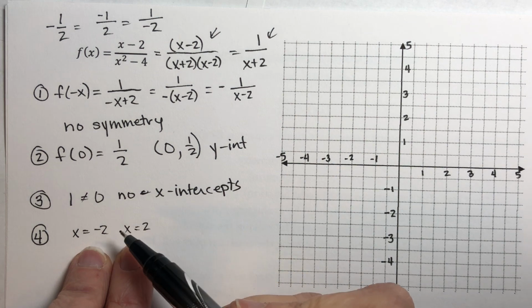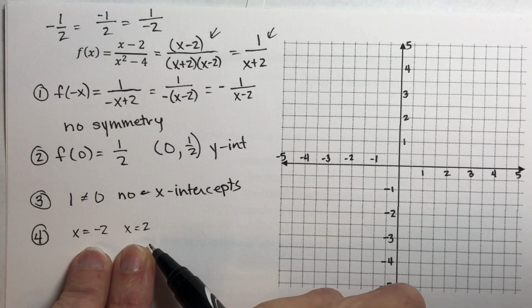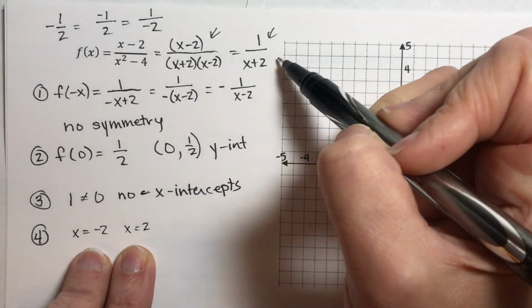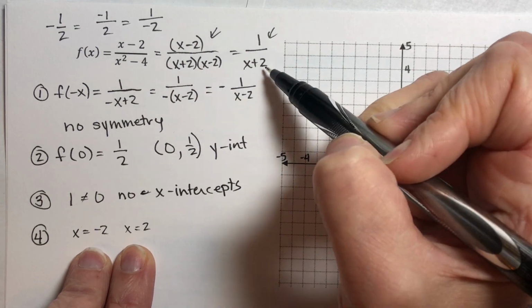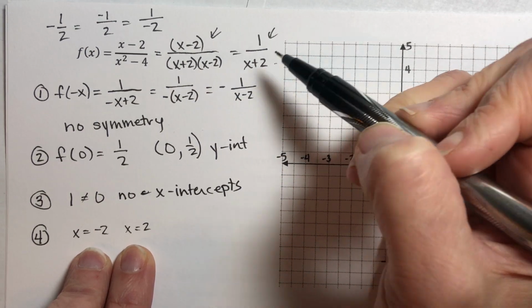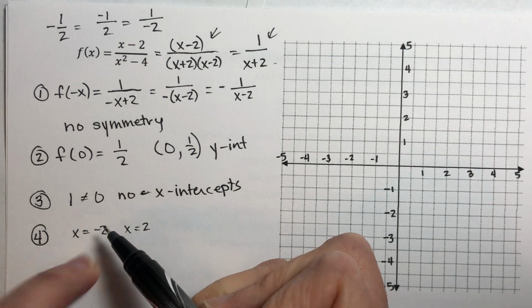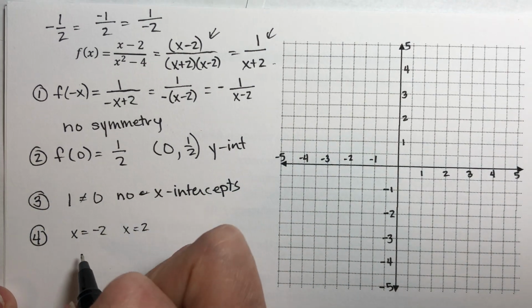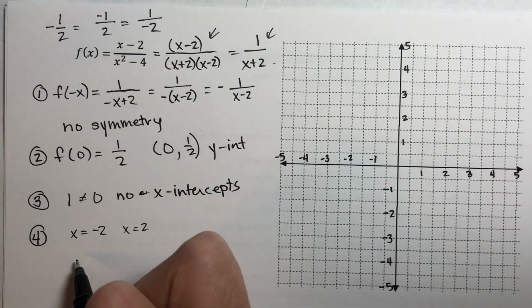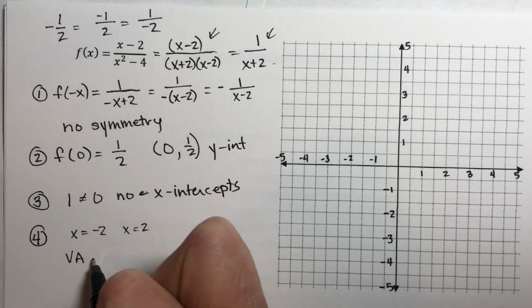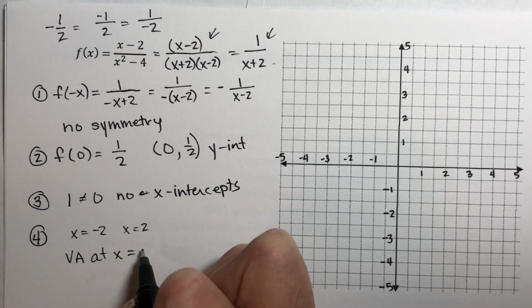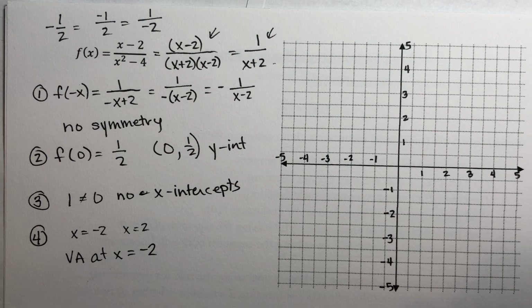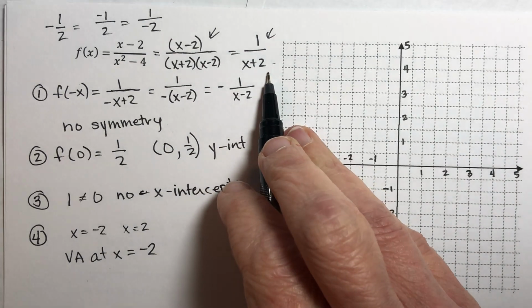Now I just need to decide whether these are holes or if they're vertical asymptotes. And to do that, we look at our final reduced form. Well, only one of these is still a problem in this one, and that is x equal to negative 2. So I'm going to have a vertical asymptote at x equal to negative 2, because this is still an issue in our reduced form.